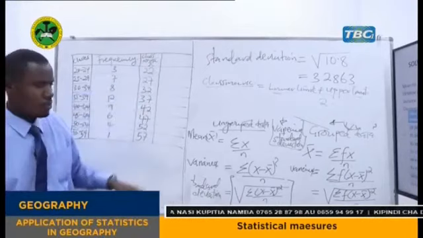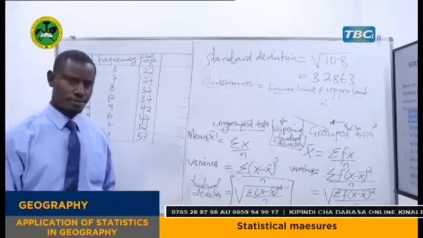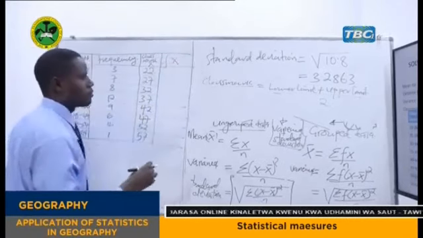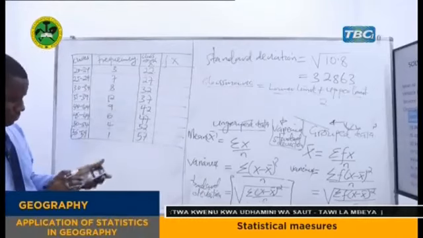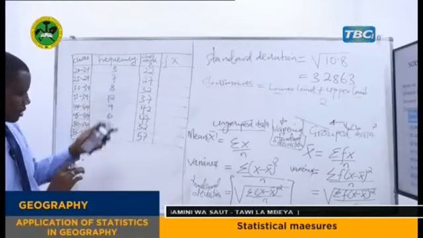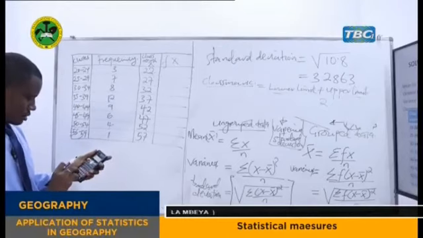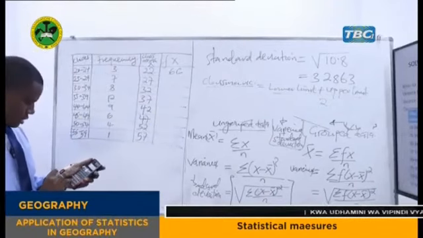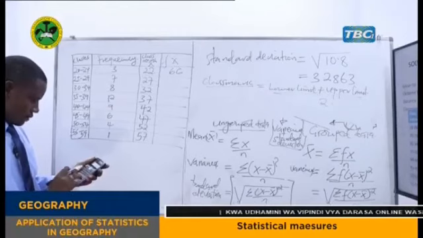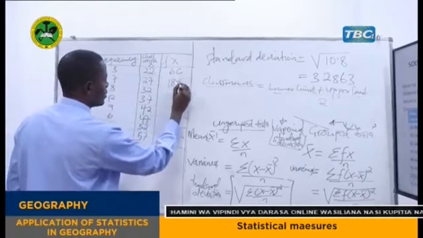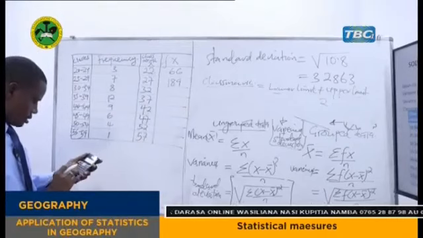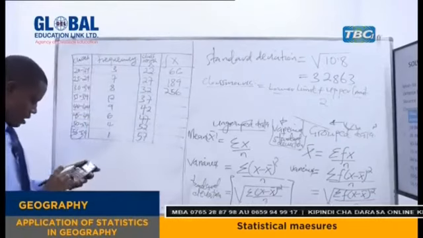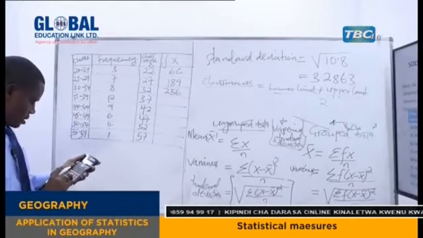Then we have another column that we're supposed to establish so that we can find the mean. So we have F times X. That's another column we should establish. For that case, we take 3 times 22, then we get 66. Then we go for the next one, that is 7 times 27, then we come up with 189. 8 times 32 comes to 256. The other one is 12 times 37.